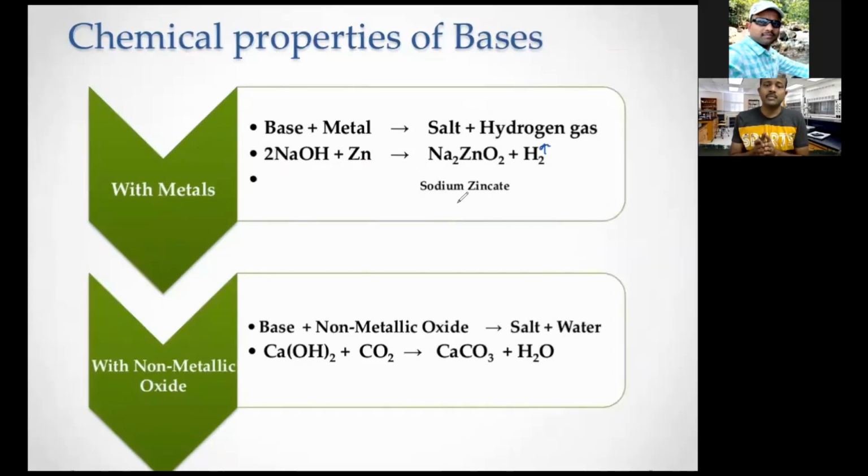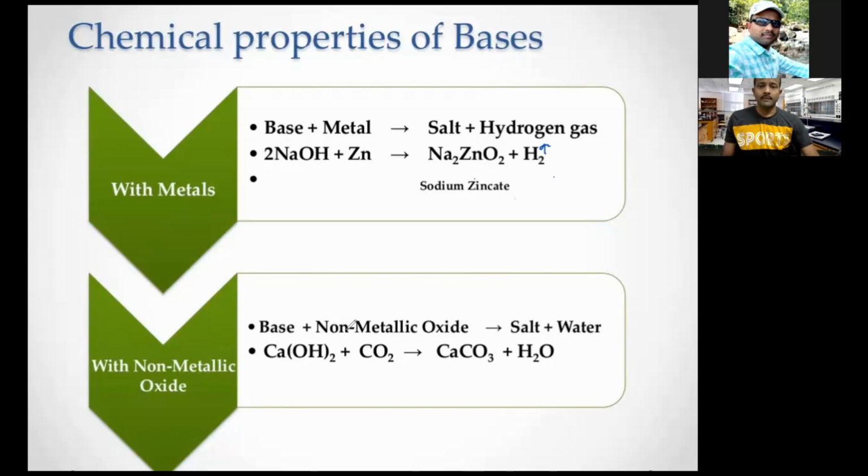The same thing happens when a metal reacts with an acid. It will also give hydrogen gas. When a base reacts with a metal, it also releases hydrogen gas. In both cases we are getting the same thing, that is hydrogen gas. Acid or base, whatever it may be, when it reacts with any metal, it releases hydrogen gas and also forms the corresponding salts. When sodium hydroxide reacts with zinc metal, it will give sodium zincate and also release hydrogen gas.